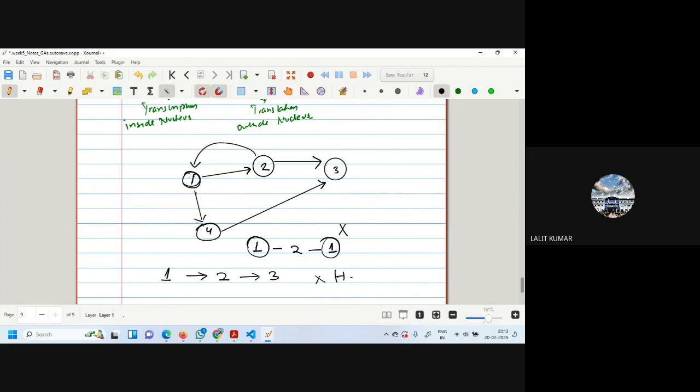Is that okay? Yes. And if you see, 3 also has incoming 2 and outgoing 0. So this is also in contravention of the rule that every node should have an even number of outgoing and incoming routes. Then it can have a Hamiltonian path.